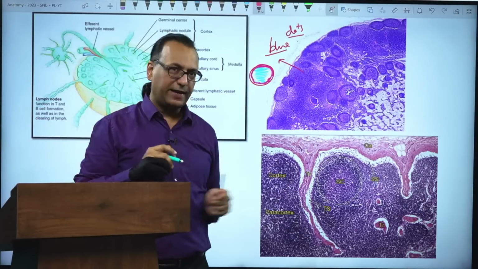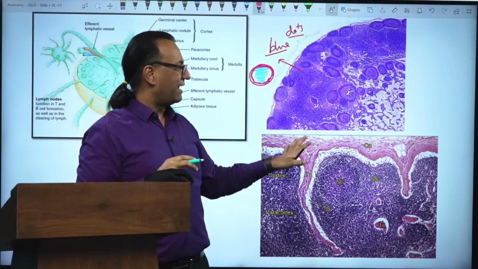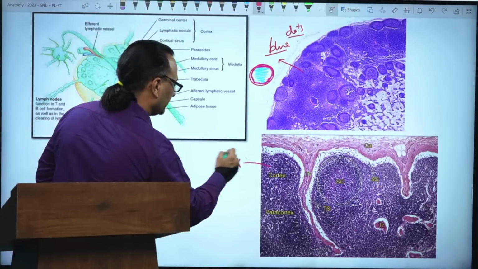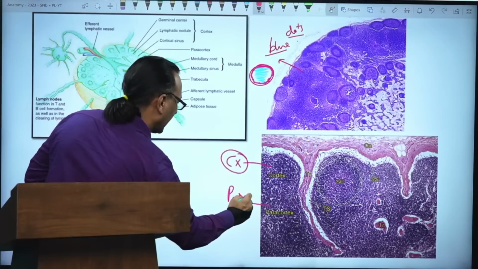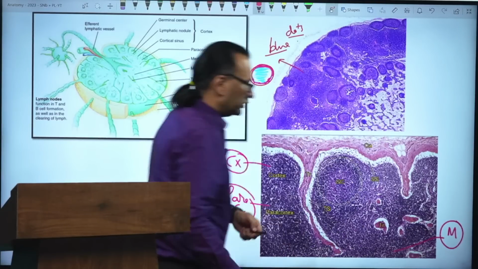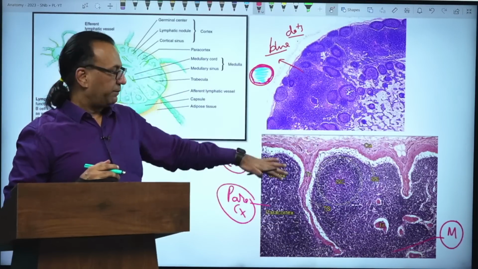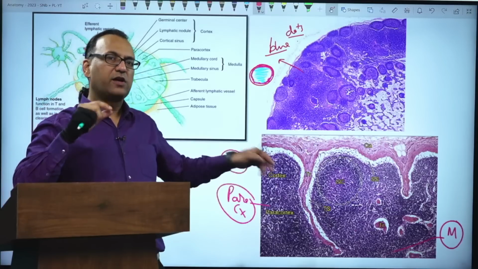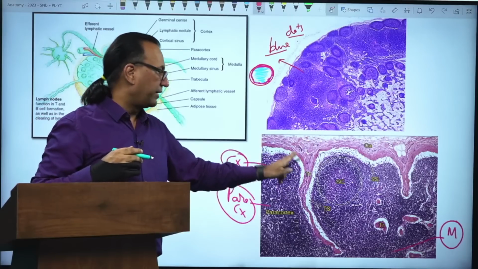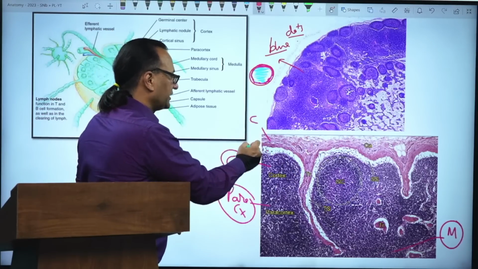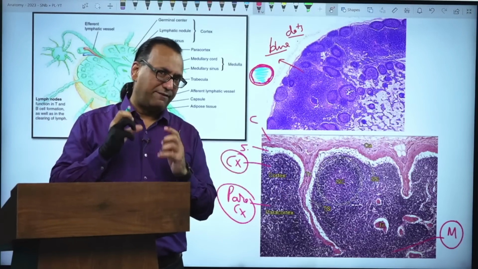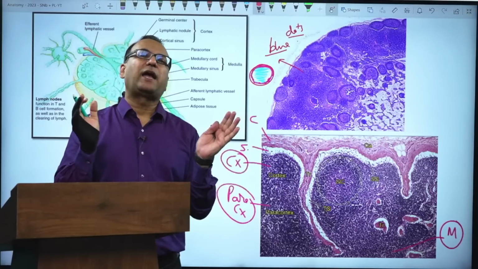If you magnify, you will find the lymph node has 3 regions. In the periphery, you will find a cortex, then there is a paracortex, and if you go still deeper, you will have the medulla. There will be a capsule and a subcapsular sinus, which will be filled with lymph because the lymph node receives lymph. This is the capsule here, and this is the subcapsular sinus. It is typical of a lymph node that it has a very large subcapsular sinus.